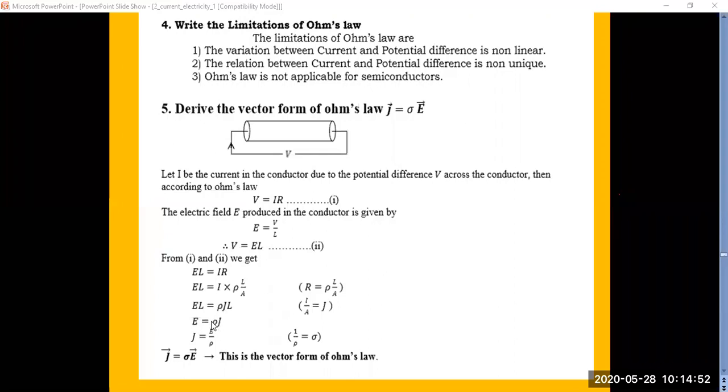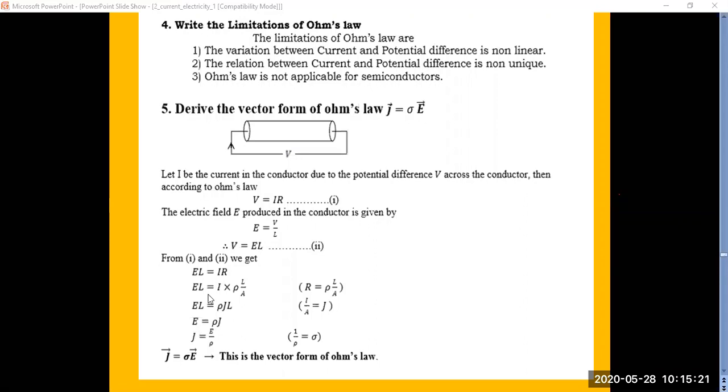Now I want to remove this rho and introduce a term which is called sigma. So what is that relation? 1 by rho will be equal to sigma. So instead of rho, you can write 1 by sigma into J. So 1 by rho will be replaced here. E equals 1 divided by sigma into J is your formula. Then if you cross multiply, you will get J is equal to sigma into E.